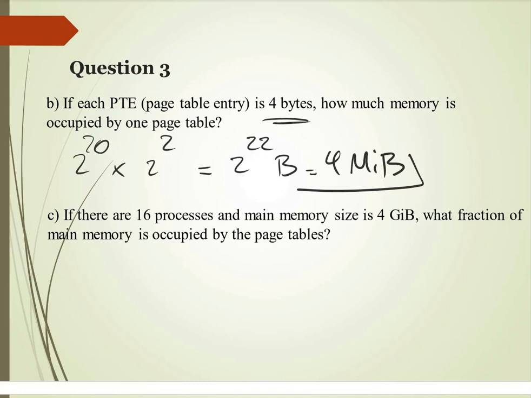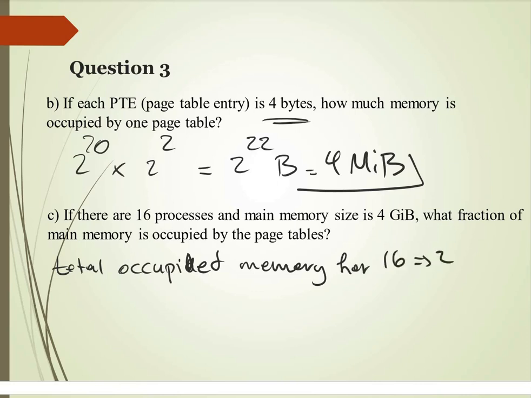So in this case, we know that there are 16 processors, and each processor is 2 to the power of 22 byte. So the total occupied memory for 16 processors would be 2 to the power of 4, which is 16 processors, multiplied by 2 to the power of 22, which is what we get from here, right? So this gives us 2 to the power of 26 byte, right?